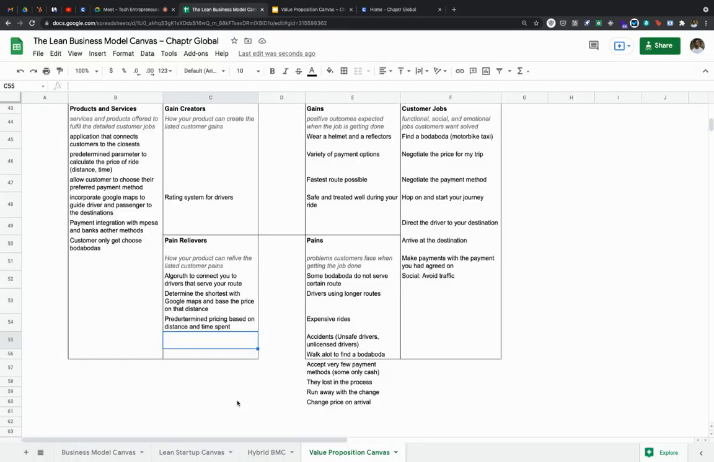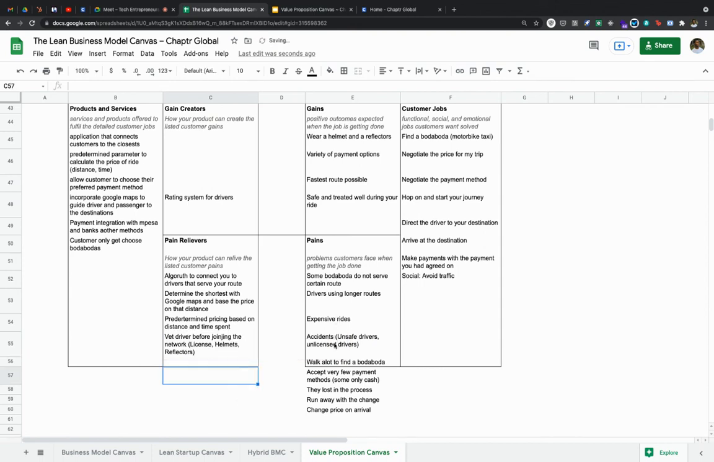Cool. I would do this so that we don't have a situation again. I would vet drivers before joining the network. What I will vet them for is, one, do they have a solid license? Second, do they have helmets for users as well? Do they have reflectors for users? Those are very key things to vet people for. So that's a very key pain reliever there. To avoid accidents, you want to make sure you're working with licensed drivers, and you want to make sure you have the essential tools to avoid accidents or be safe in case an accident happens. If this was a car, you'd also make sure that the cars have seatbelts.